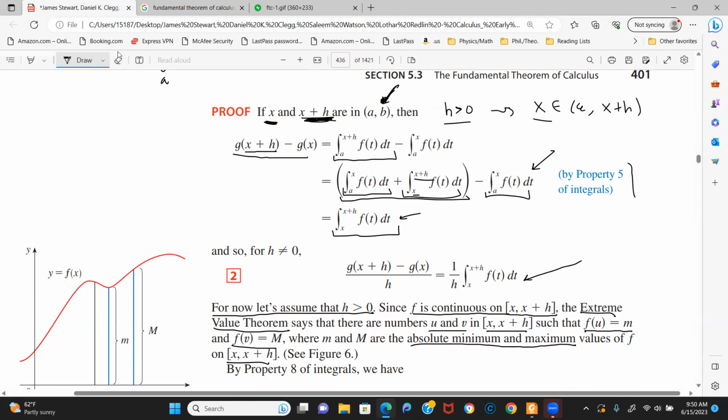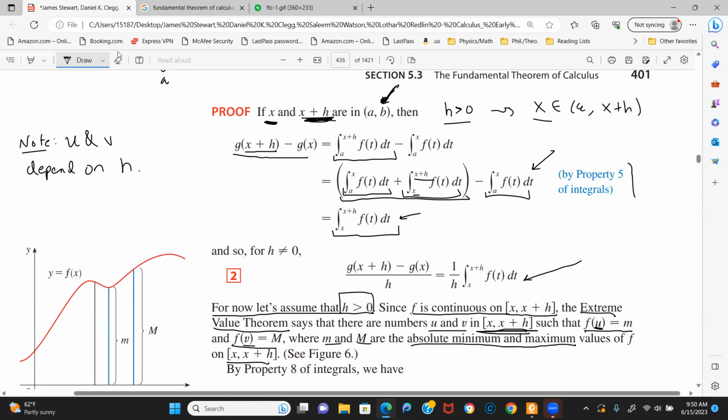They don't really say this, but note that u and v depend on h, because we're fixing a positive h. So if h were smaller, and so this interval would be smaller, you might have a different maximum and minimum on that interval. So your numbers u and v could be different, and then m and capital M could be different.